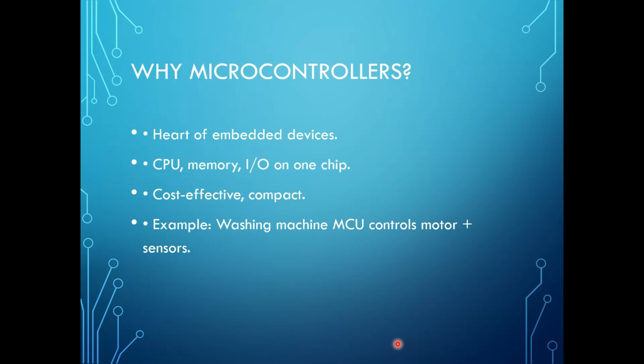Why microcontrollers? Here is a question for you. What controls the motor in your washing machine or the display in your microwave? Who controls those? Think about that. The answer is microcontrollers. It's the heart of embedded systems, integrating CPU, memory, and input output into one small chip. Because of this, microcontrollers are cost effective, compact, and efficient. That's why they are everywhere, from kitchen appliances to IoT devices.